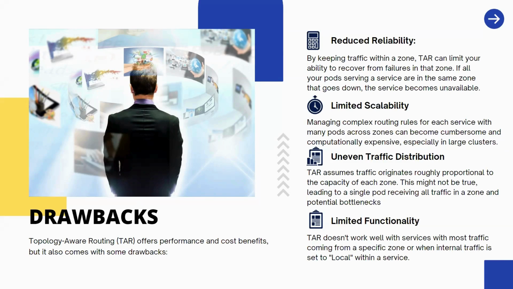Next, uneven traffic distribution. TAR always assumes the traffic originates roughly proportional to the capacity of its zones. This might not be true, leading to a single pod receiving all the traffic in the zone, a potential bottleneck. So again, it's equivalent to the first one. The service may go down due to this also.